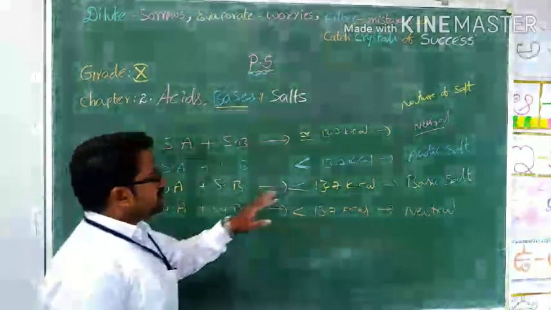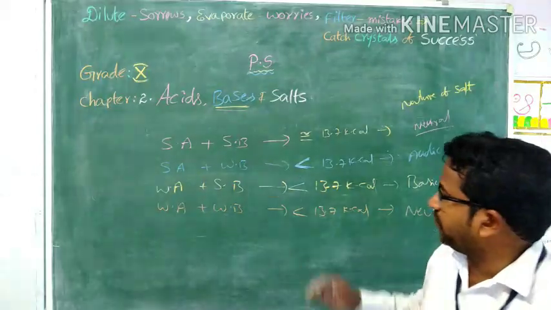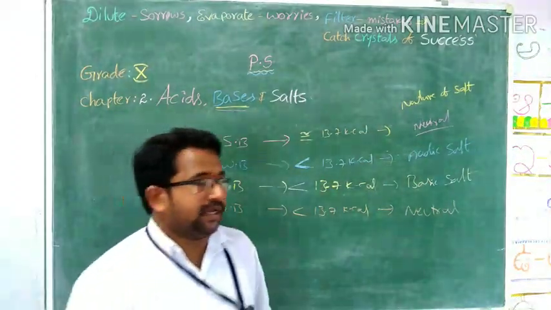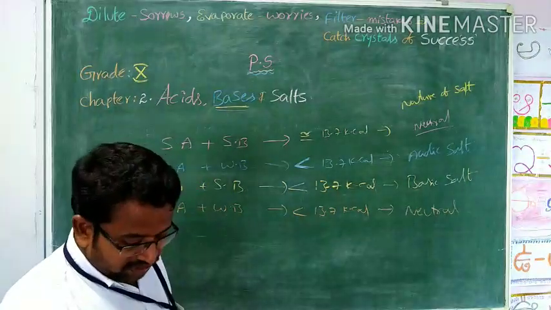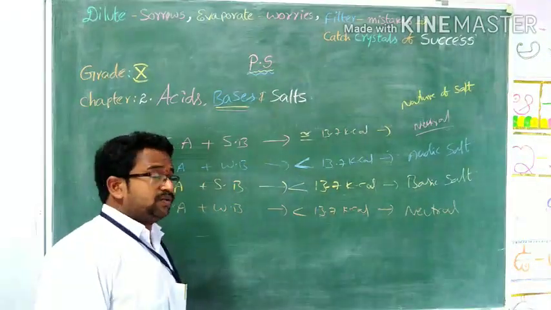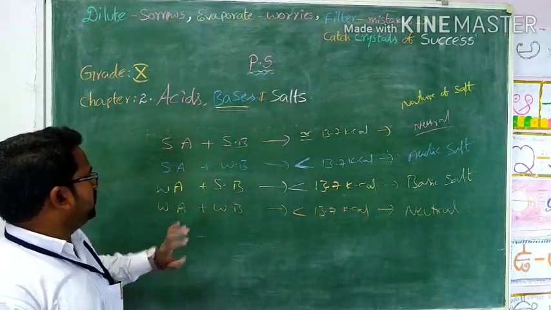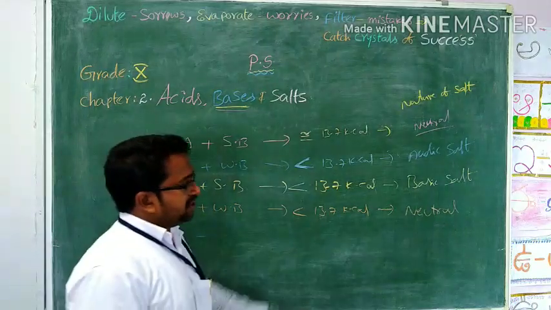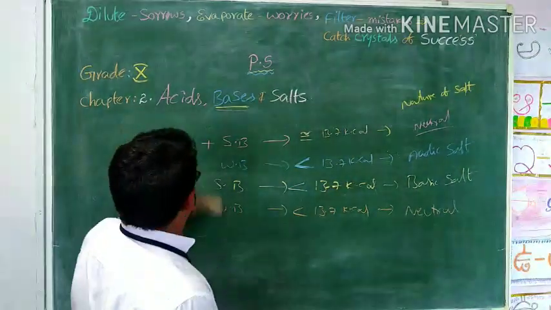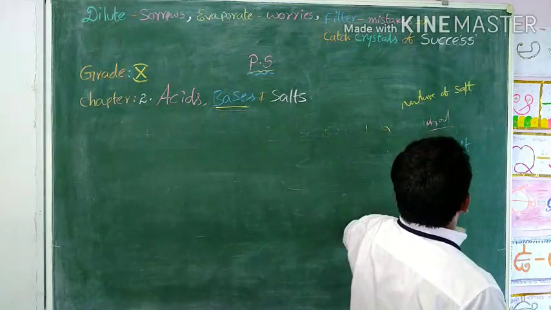So, the nature of the salt also depends on the strength of the acid or base. Okay? Right. I think you understood how to define this and how to analyze this one. Strong acid, strong base, strong acid, weak base, like this differentiation and the nature of the salts. Right? Now we'll see one more chemical reaction of the acids.